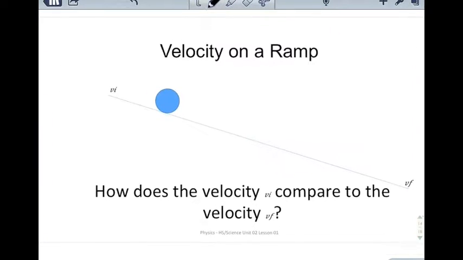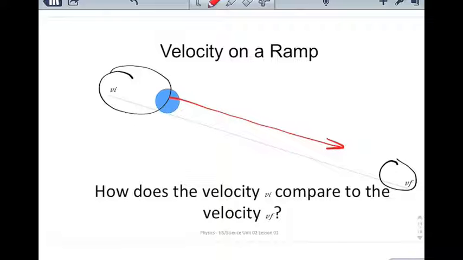So velocity on a ramp. When we did this latest experiment, the rolling along experiment, in order to get the ball moving at a velocity, in other words, before it was flat on the floor, we let it roll down a ramp in order to gain speed. So how did the velocity at the top of the ramp compare to the velocity at the bottom of the ramp? You should have realized that as the ball rolls down the ramp, it actually picks up speed. So the final velocity is actually greater than the initial velocity. It actually starts out much slower, much closer to 0, and it picks up speed as it goes along.